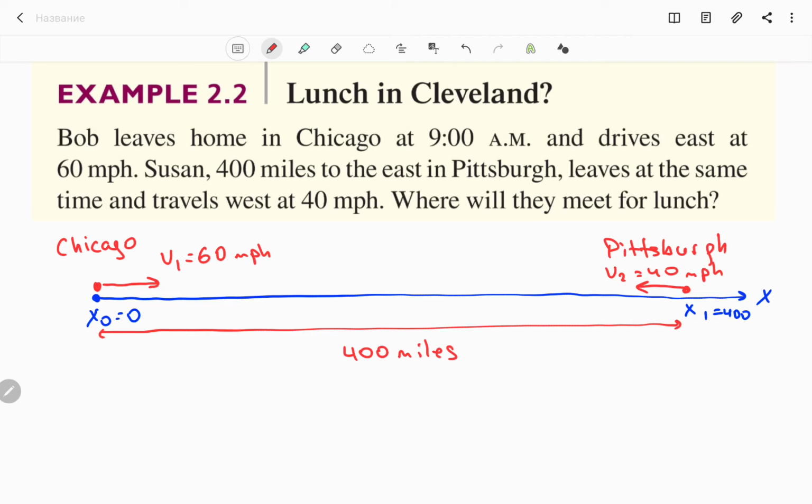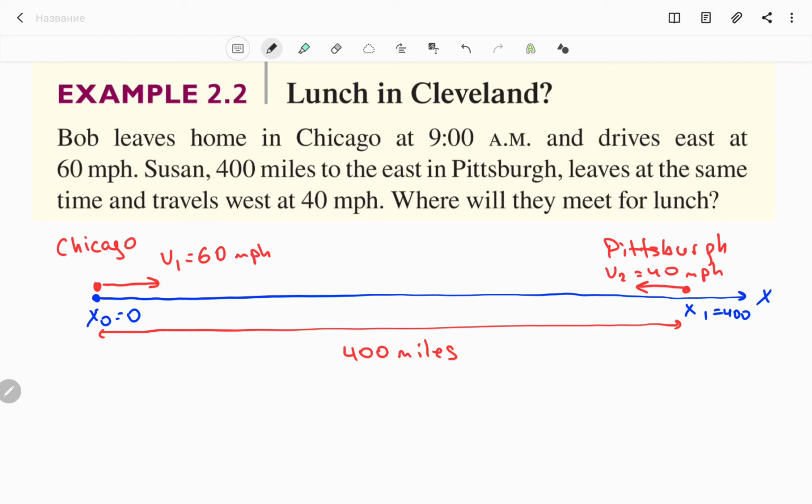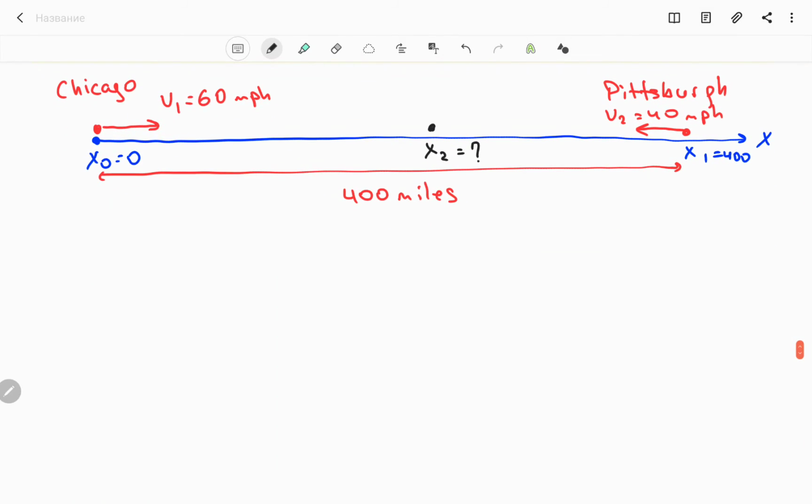And where will they meet? So basically, at what position will they meet? This is the question, yes? We don't know at what position they will meet, but it's obvious that this position is between 0 and 400. So let's say this is the position where these two beautiful, very good people will meet for lunch. Yes? So let's call it x2, and this x2 is unknown. Of course, we need to find this position x2.